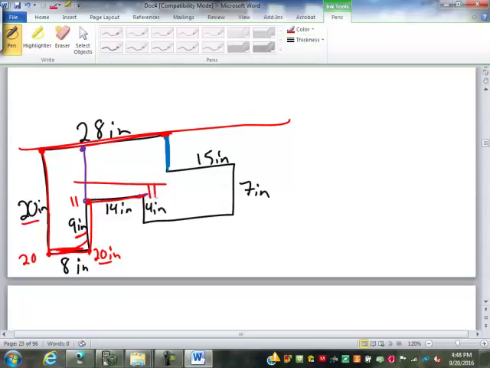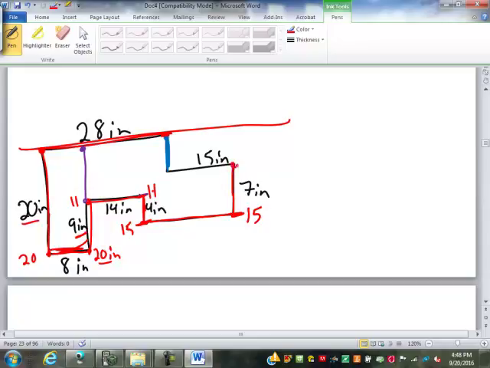Still 11 inches. That's a horizontal line there. I don't move up or down any, so I stay at 11 inches. If I come down here, how far away am I? 11 plus 4 makes 15. Over here, still 15, right?